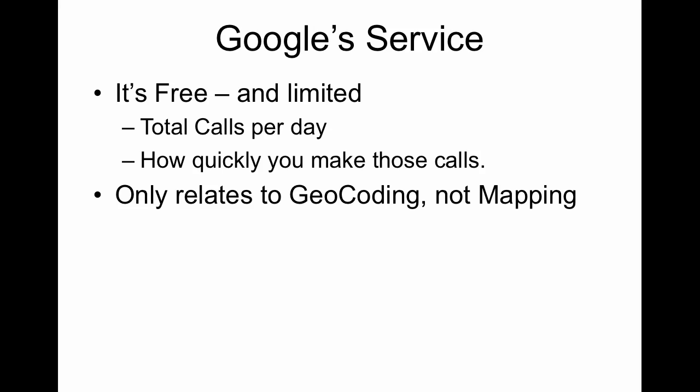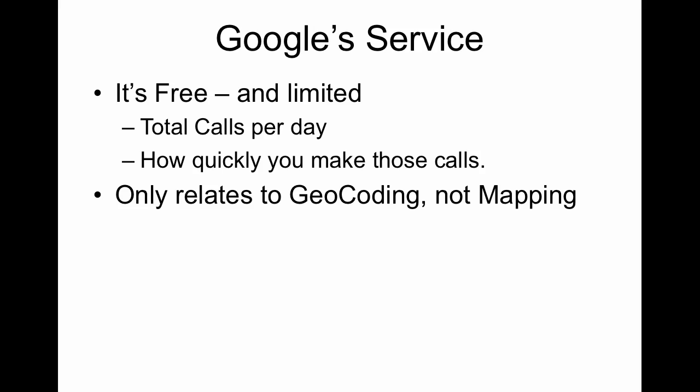And depending on how quickly you make those calls, you may hit some kind of very quick threshold that says, whoa, you've sent too many messages too quickly, you need to take a break. So sometimes just giving it a second and trying again does the trick, if it's the second case. If you're making too many calls per day, trying again isn't going to help you. Now, it's only important to remember that this relates to the geocoding part, not the mapping part.